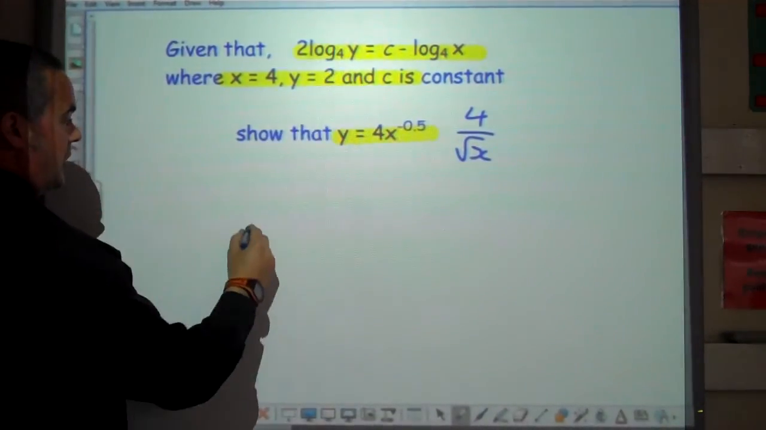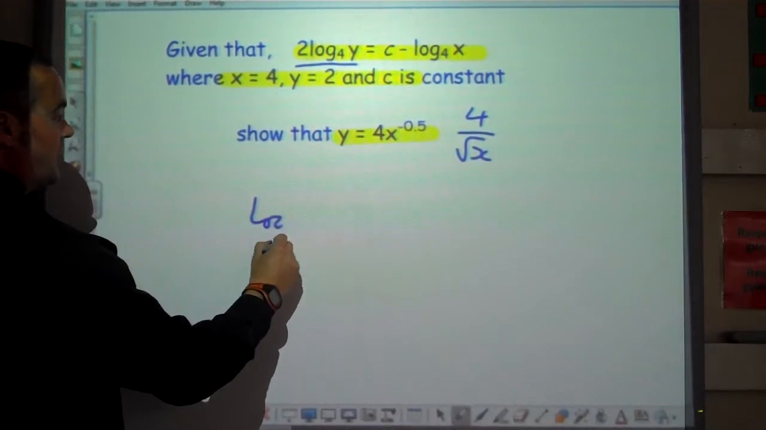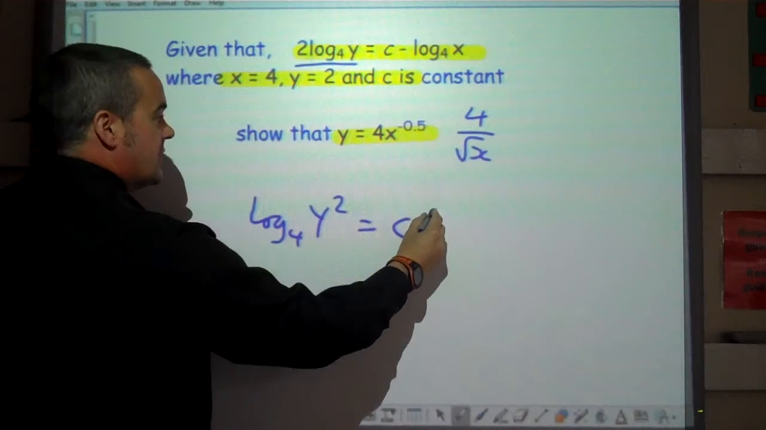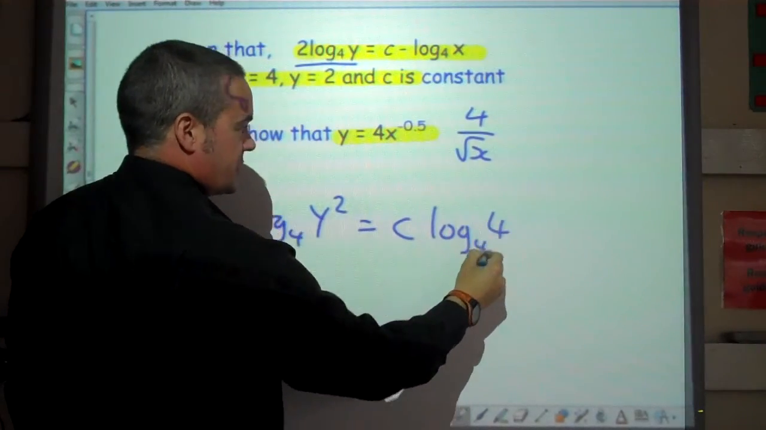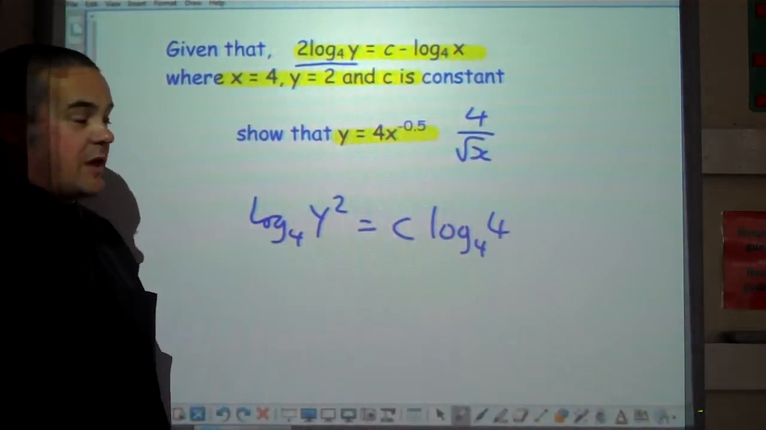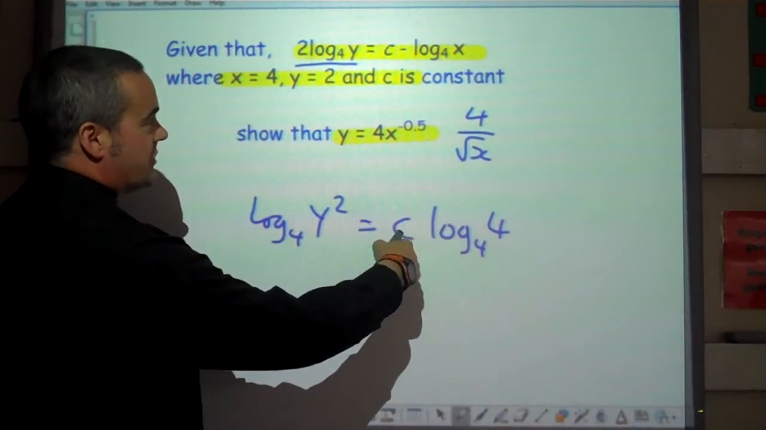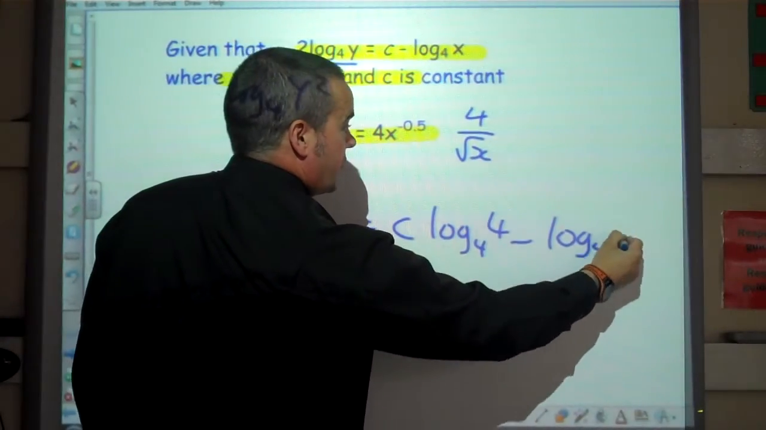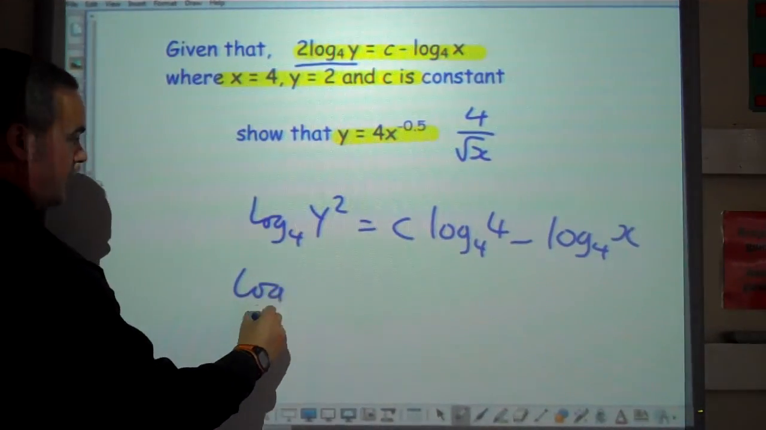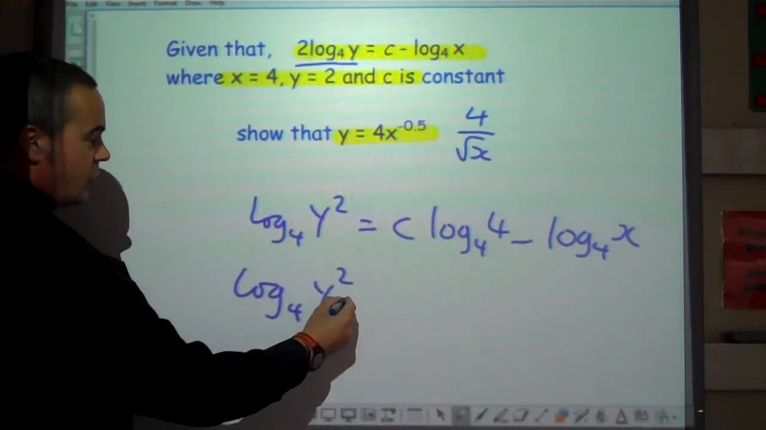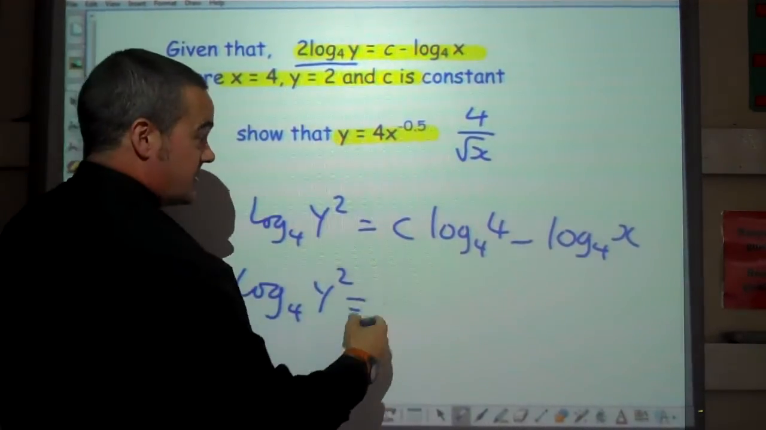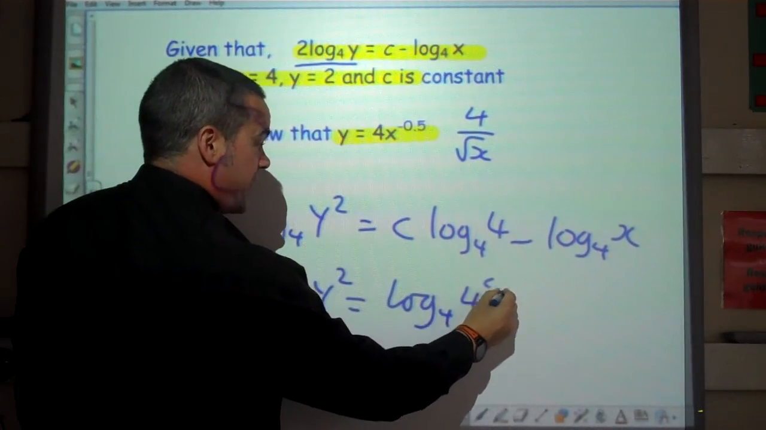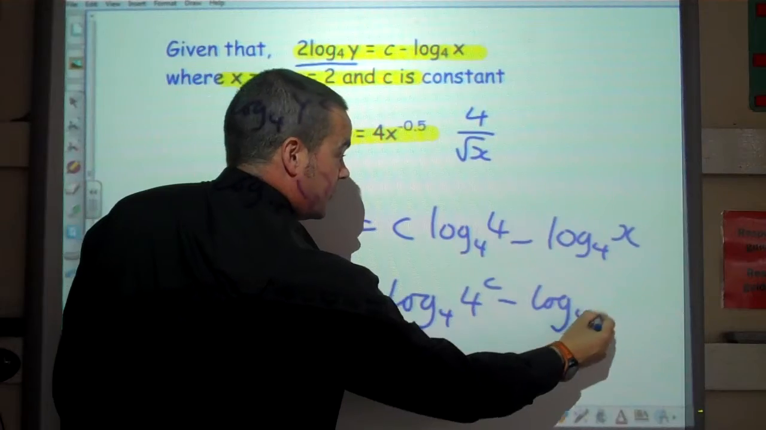So here, for this side, I can say that log 4y squared, because I can take the power, is equal to c log 4, because if we've got a base and a power, the number there is just 1, and I need that because I'm trying to get them all to be logs, minus log 4x. And I can rearrange that. You'll get a mark for that, for 1 log rule, and for this one, that's another log rule, that's probably 2 marks. So log 4 to the power c minus log 4x.